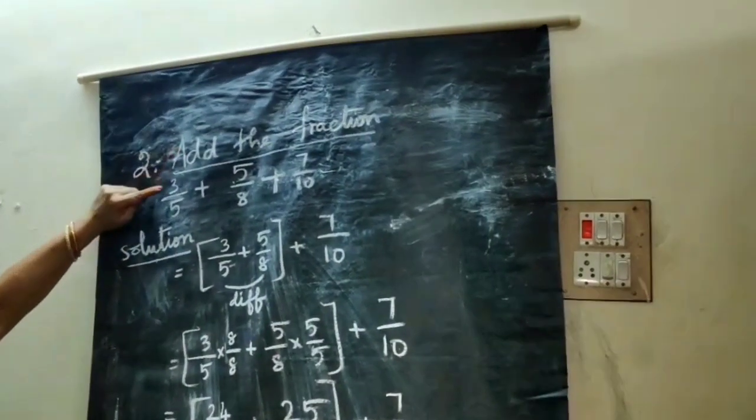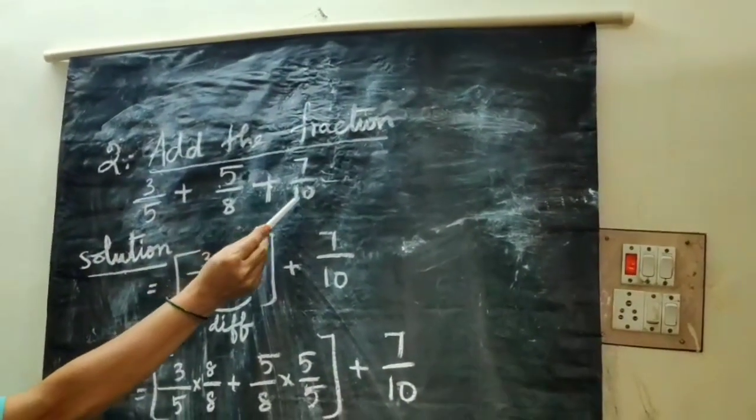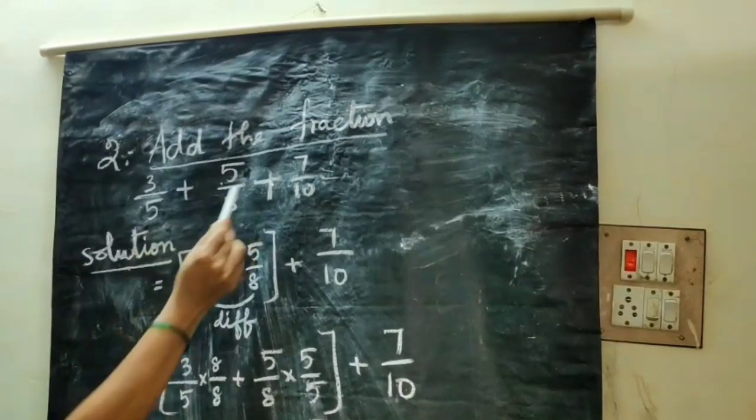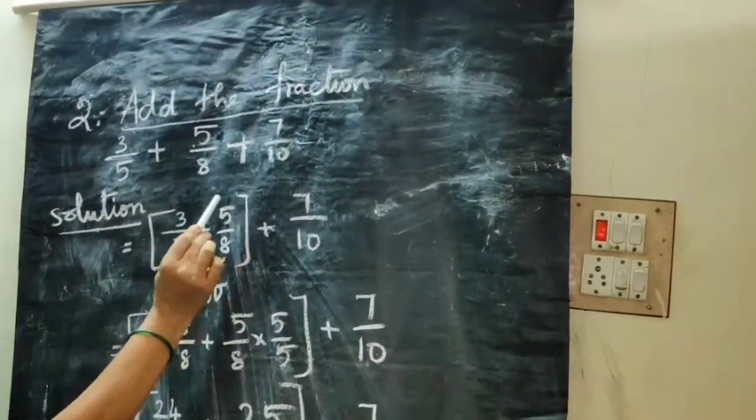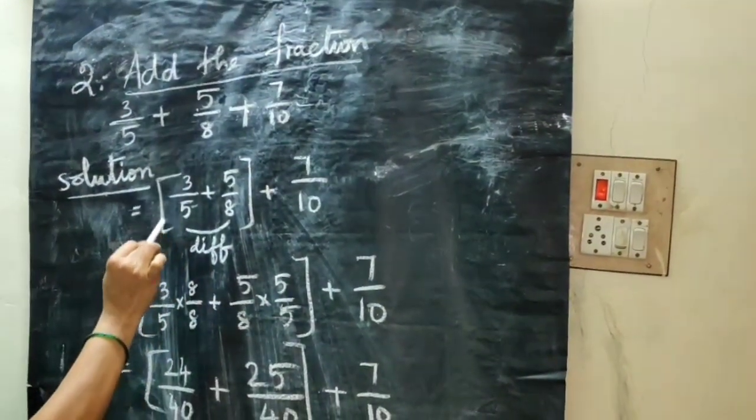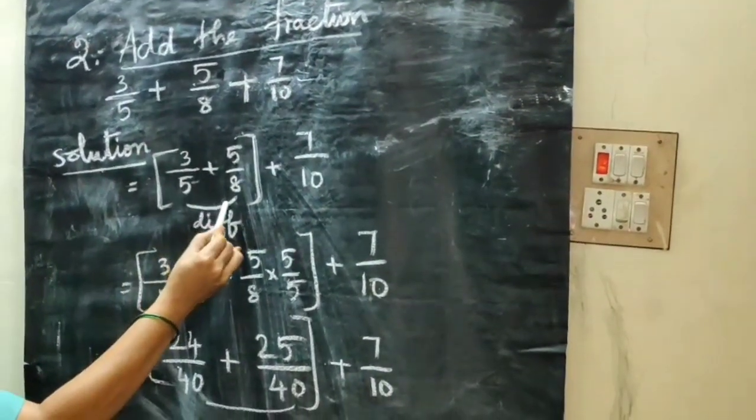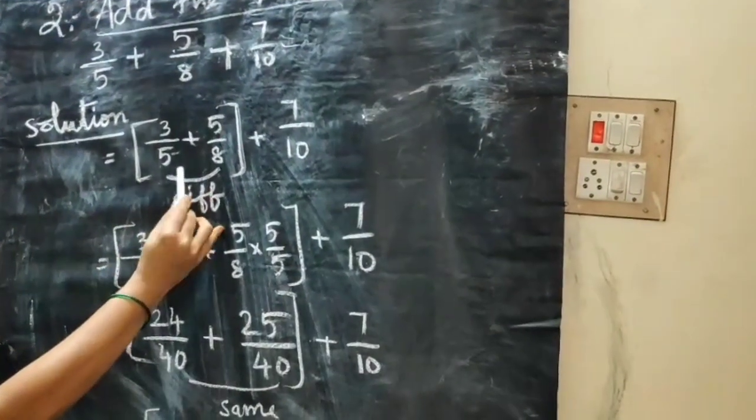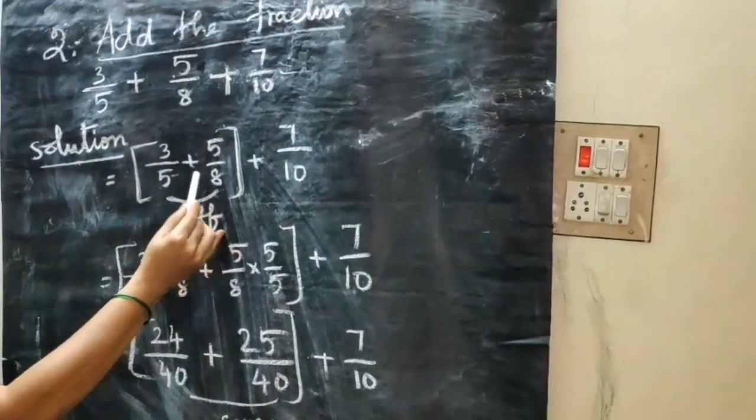Add the fractions. 3 by 5 plus 5 by 8 plus 7 by 10. Solution: write the question again. 3 by 5 plus 5 by 8 plus 7 by 10. Three numbers on the table. You select the two numbers first, put in the bracket. Now compare the two denominator numbers, 5 and 8. The two numbers are different. You take the LCM. LCM easy method is cross multiplication.